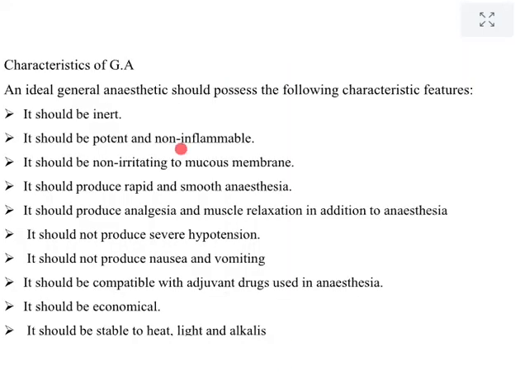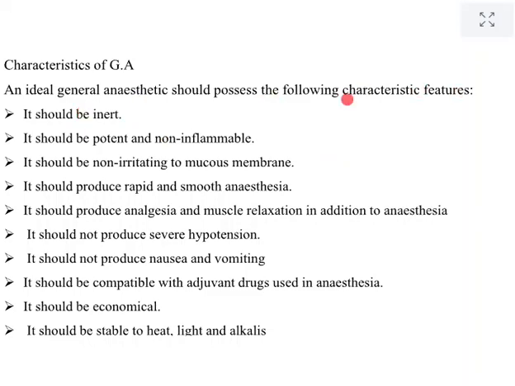Characteristics of a general anesthetic. Of course, it's almost impossible to have an ideal drug. It will have some shortcomings here and there, but you try the best you can to pick one which has most of the positive characteristics. So an ideal general anesthetic should possess the following characteristic features.